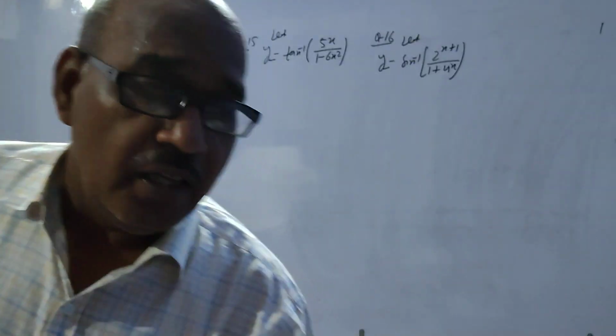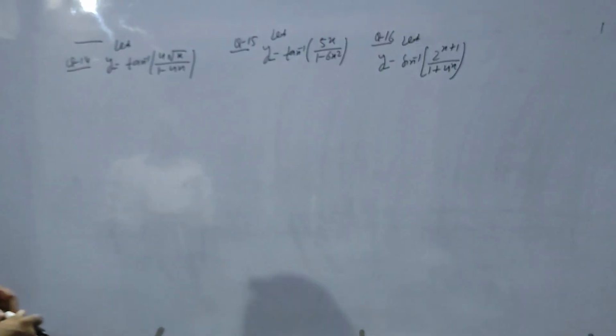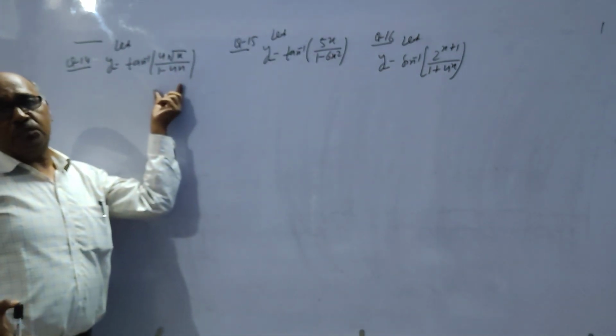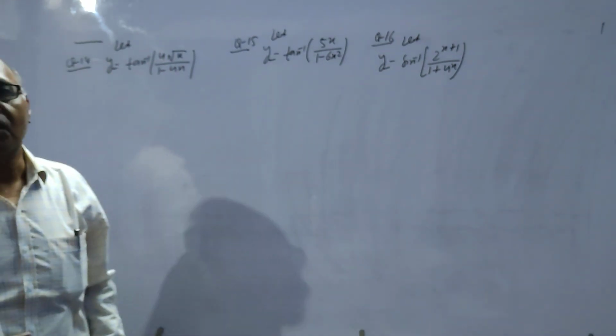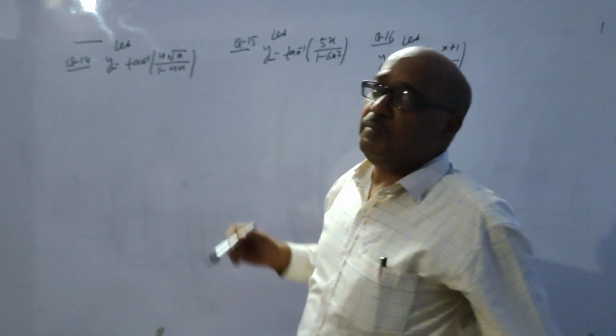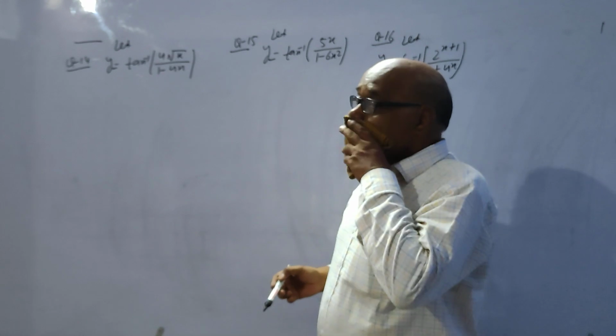Look, these are formulae. Now this is y is equal to tan inverse 4 under root x upon 1 minus 4x. What should be substituted in place of x so that when we are solving it, the result should come in terms of tan?